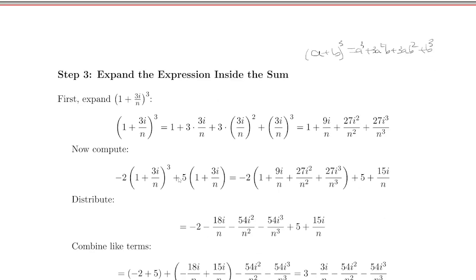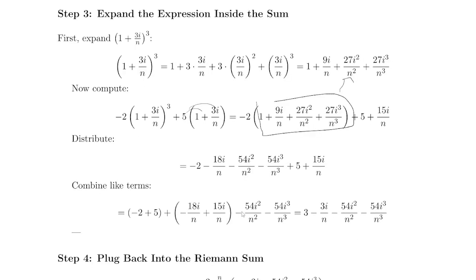So now we kind of put it all together. So we have negative 2 times the quantity (1 plus 3i over n) cubed plus 5 times (1 plus 3i over n). So we just found this thing over here directly from above. So we have negative 2 times that plus 5, and then we just distribute the 5 here: 5 plus 15i over n. We distribute the negative 2, and then we combine like terms.